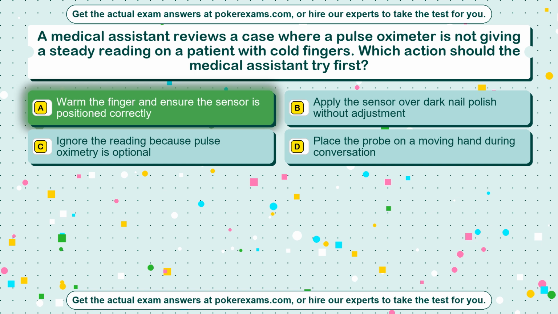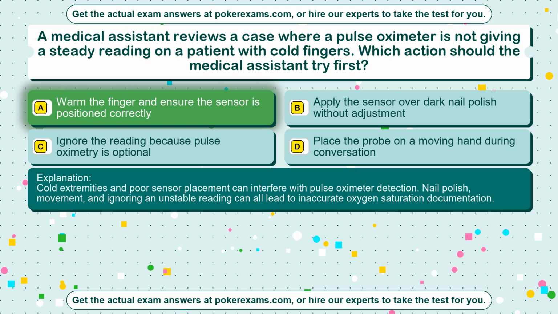The correct answer is option A. Warm the finger and ensure the sensor is positioned correctly. Cold extremities and poor sensor placement can interfere with pulse oximeter detection. Nail polish, movement, and ignoring an unstable reading can all lead to inaccurate oxygen saturation documentation.